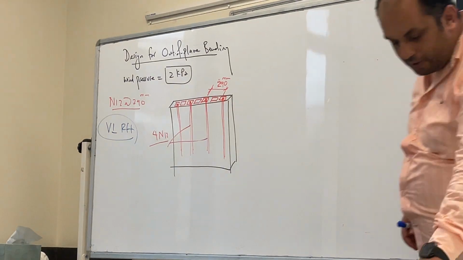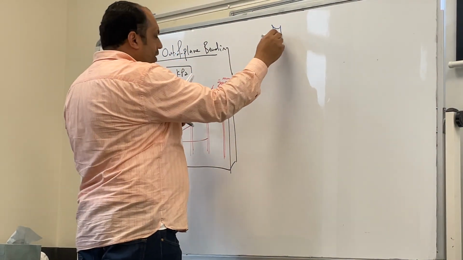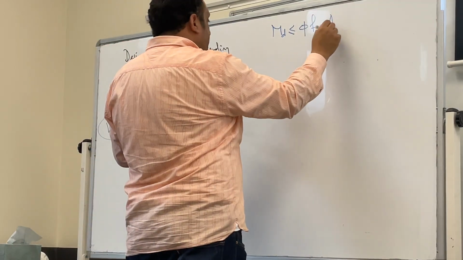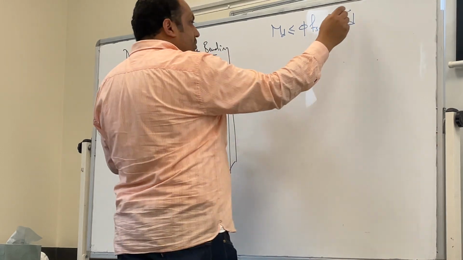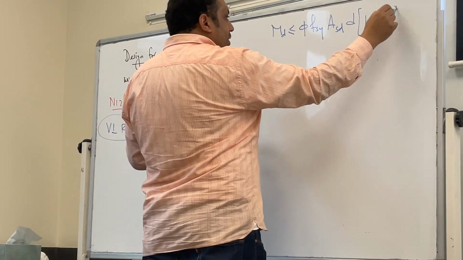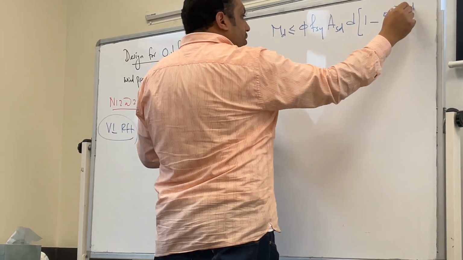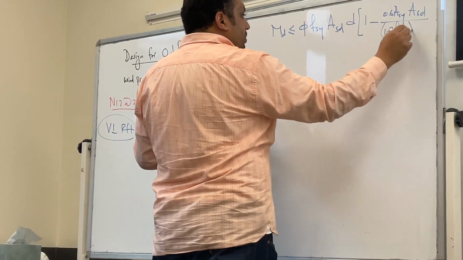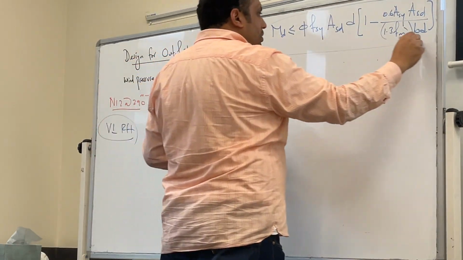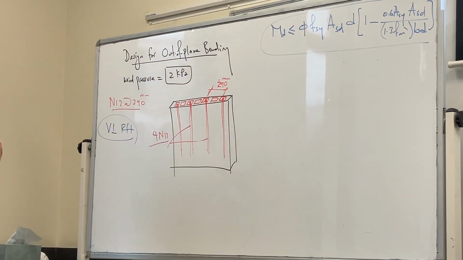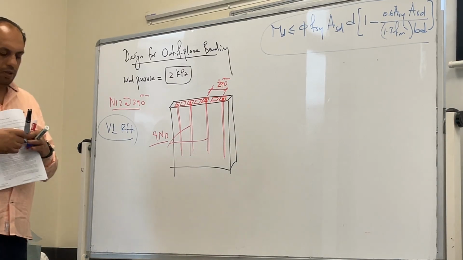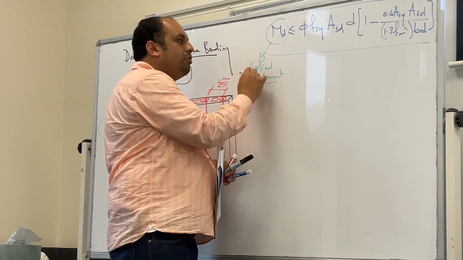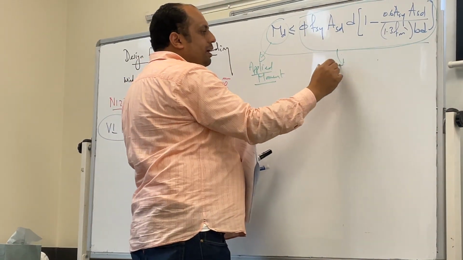The first step is to check the formula. What is the formula for design? MD should be less than or equal to phi FS times ASD times D times 1 minus 0.6 ASD divided by 1.3 FM prime times BD. So this is our formula, the bending capacity. So we need to calculate the applied moment and check if the applied moment is less than the bending or the moment capacity.